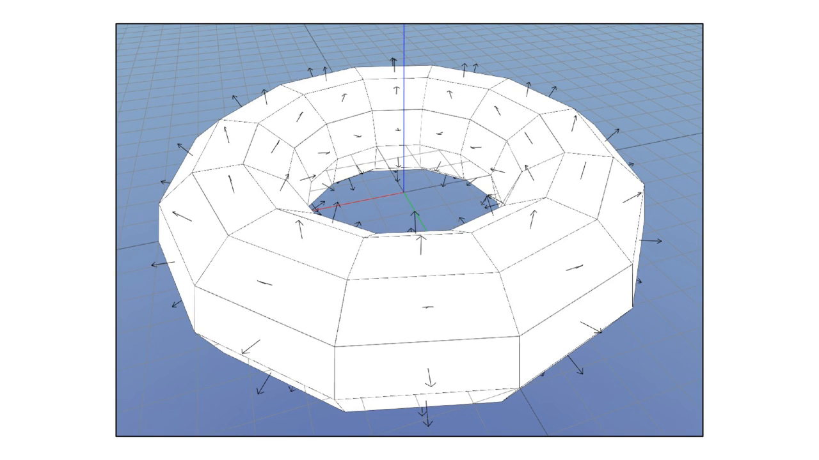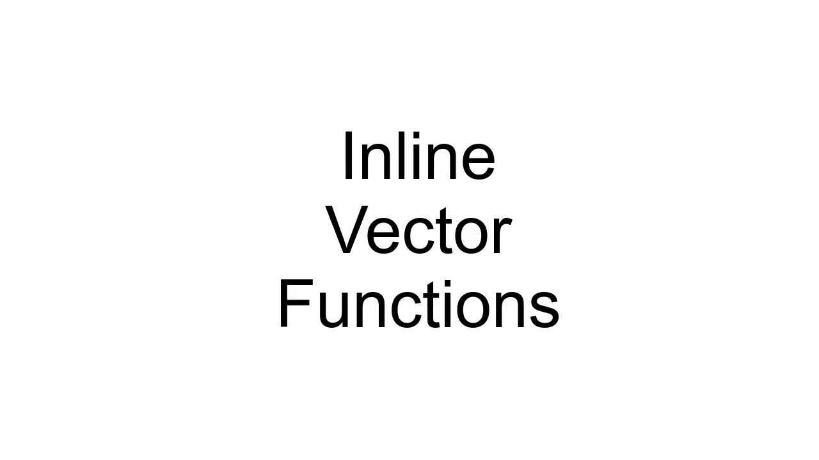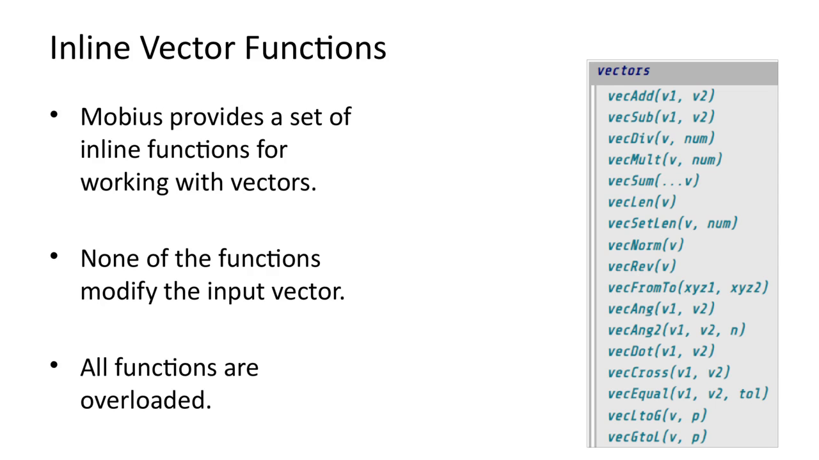In this video, we will look at how vectors can be used in Mobius. Mobius provides a set of inline functions for working with vectors. The functions have parameters where you pass in vectors, and in many cases, they return new vectors. The vectors that you pass in are never modified.